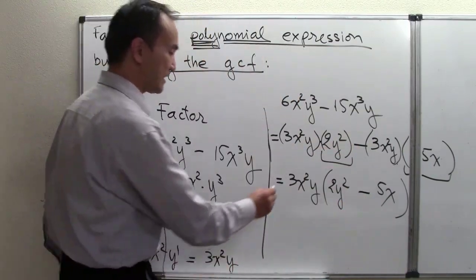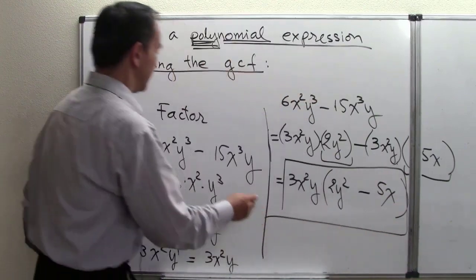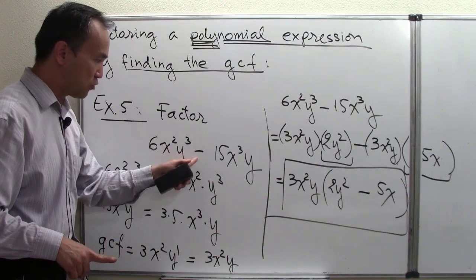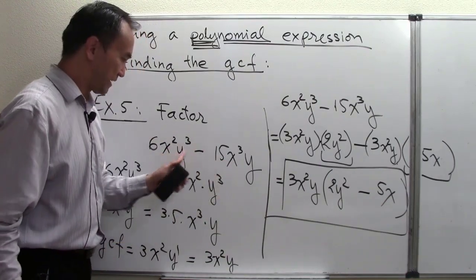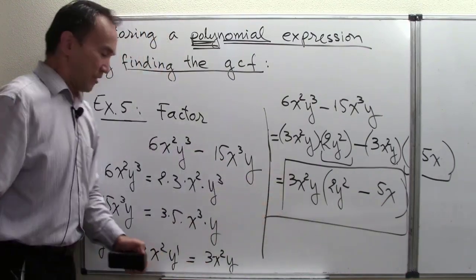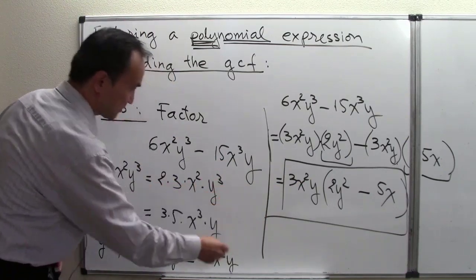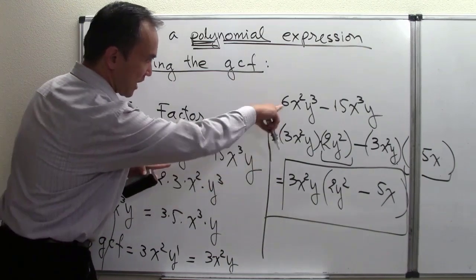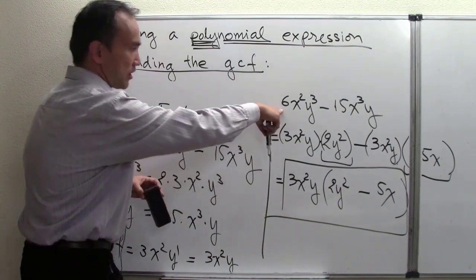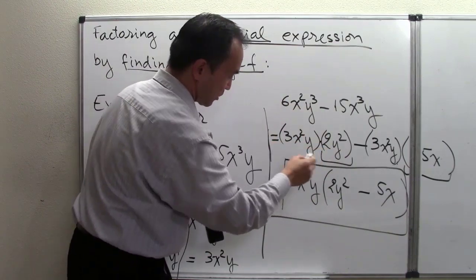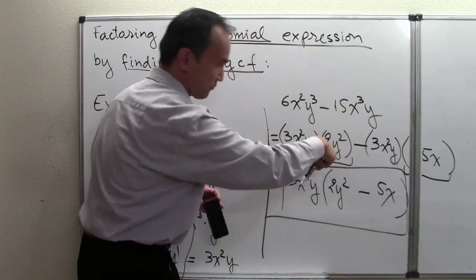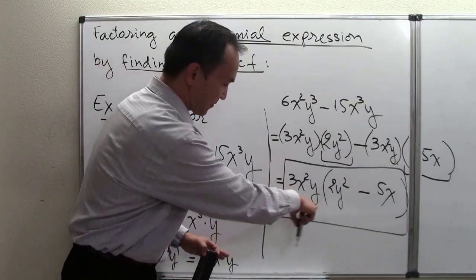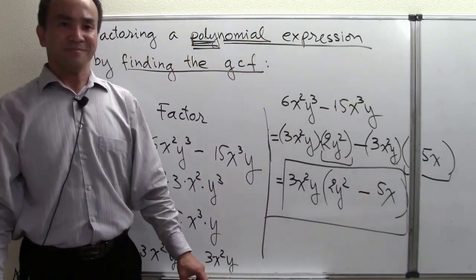All right, so that's how we have factored our beginning polynomial expression, 6x squared y cubed minus 15x cubed y, and that is factored into this. So formally, as steps here, we rewrite our beginning polynomial expression as GCF times some remaining factor, GCF times some remaining factor, and we pull out that GCF in front and produce parentheses. All right.